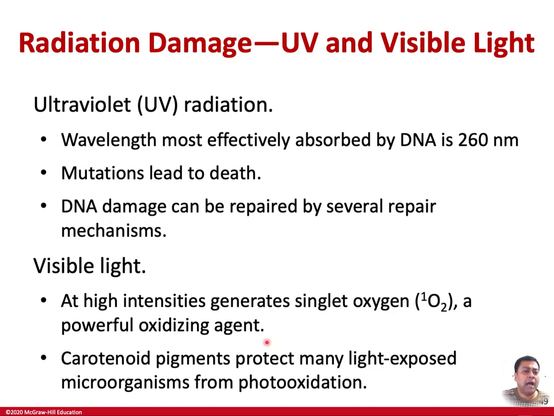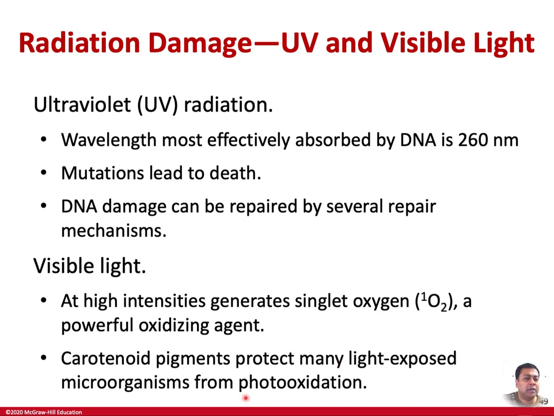Visible light, at high intensity, generates singlet oxygen. That singlet oxygen is a powerful oxidizing agent which has an electron lone pair. It is also detrimental to the cell because it is an extremely powerful oxidizing agent, and it will oxidize lipids and proteins, which is very harmful. The carotenoid pigments also protect microorganisms exposed to light from photooxidation. So this helps a lot of microorganisms as well. These carotenoid pigments are present in carrots. Beta carotene is one of them, which is the orangish yellowish color.